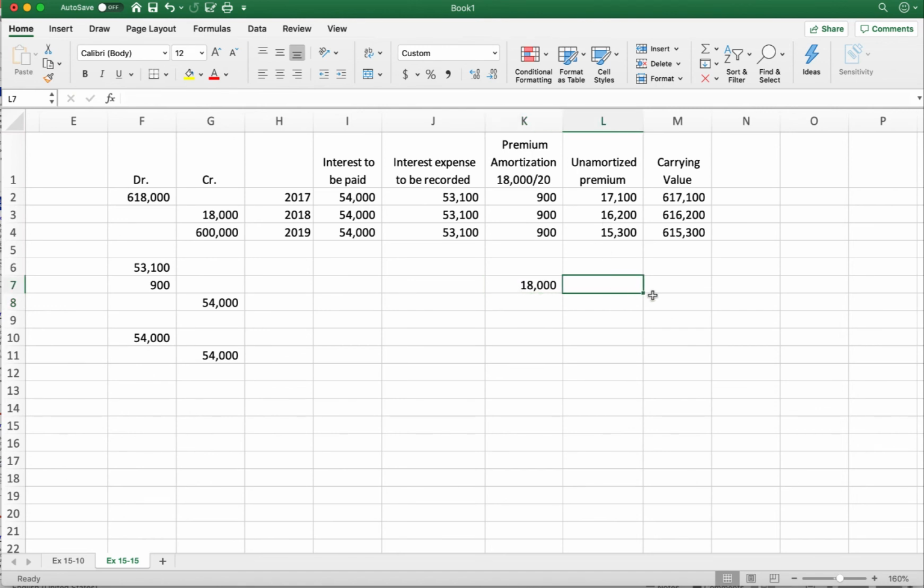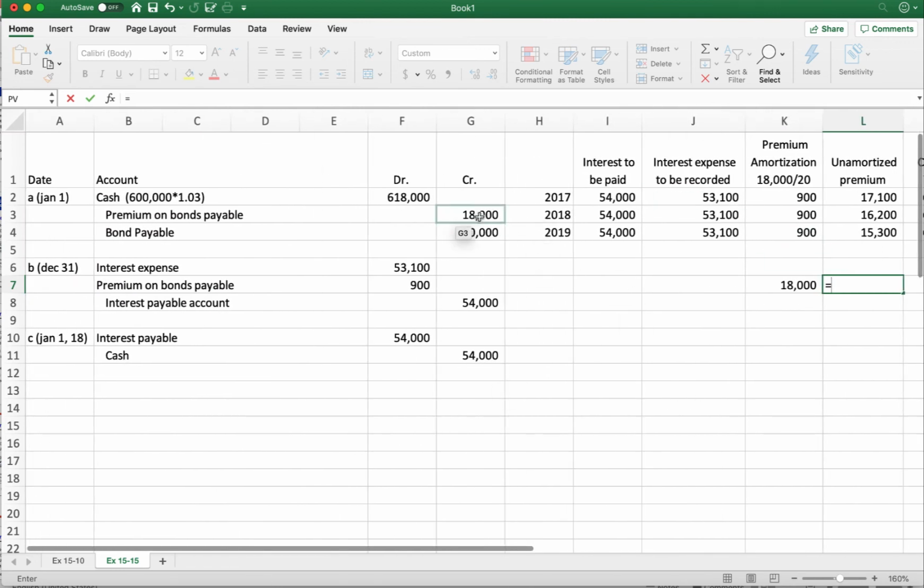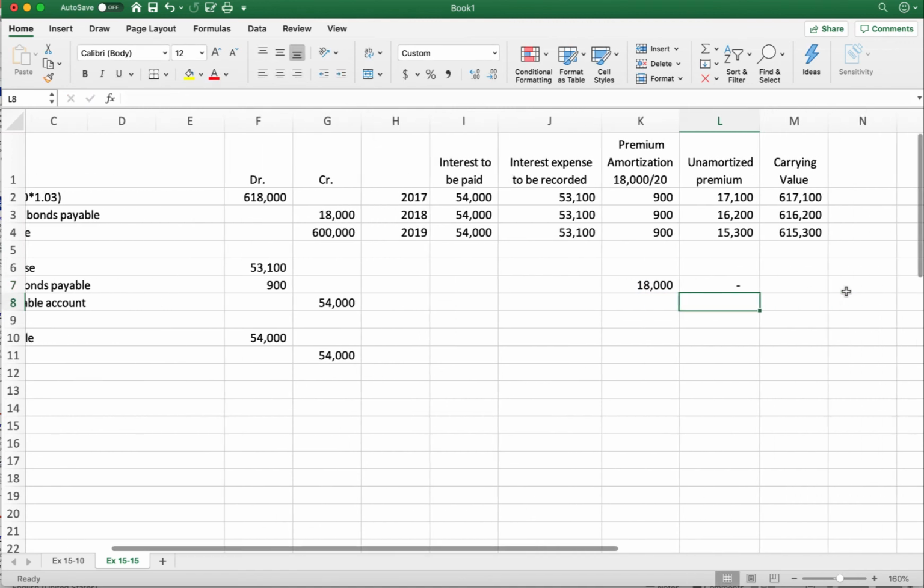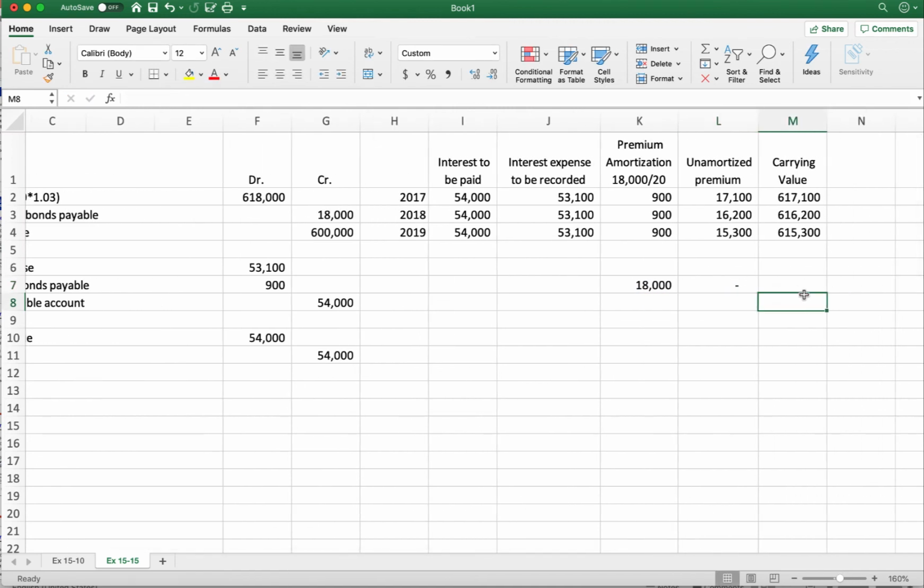So think about it this way. What's the unamortized premium? Well, that's easy, right? It originally was $18,000 when I first got the bond, right? How do I know that? Because that's what I journaled, right? The premium on bond. So I'm going to take my $18,000 minus the premium that I amortized. I get zero, okay?